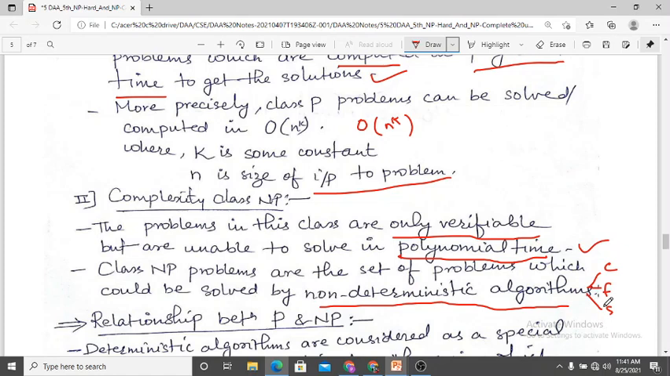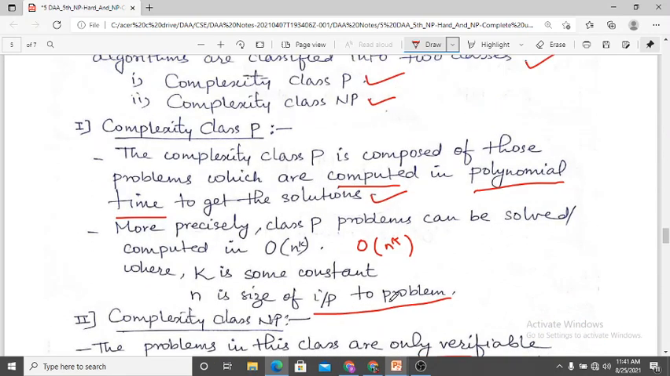That we can say is complexity class NP, non-deterministic polynomial. Class NP problems are said to be problems which could be solved by a non-deterministic algorithm. So this is complexity class P and complexity class NP.